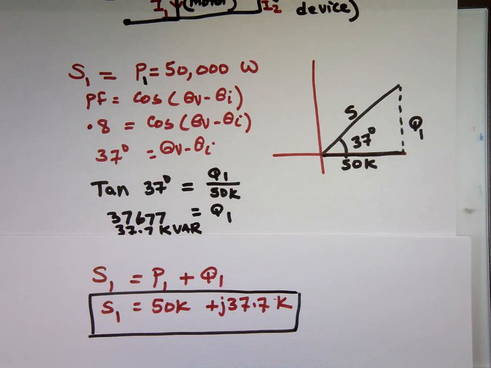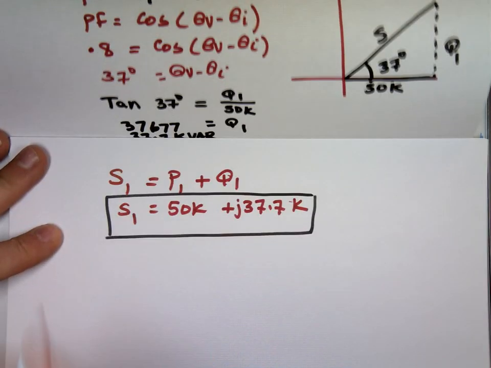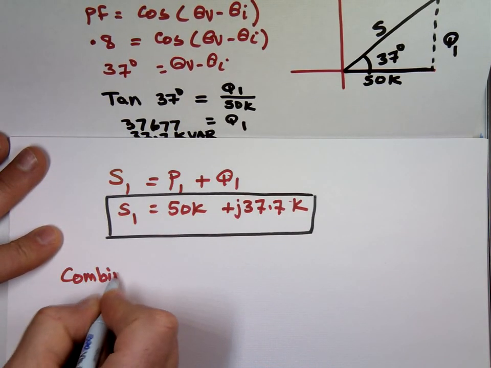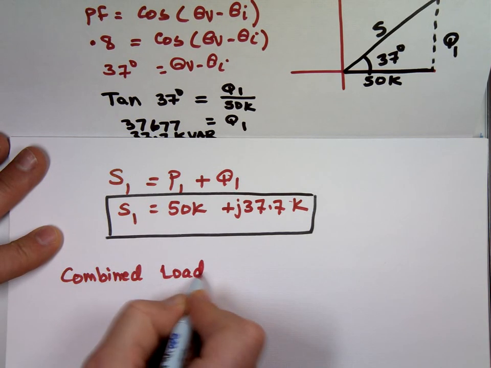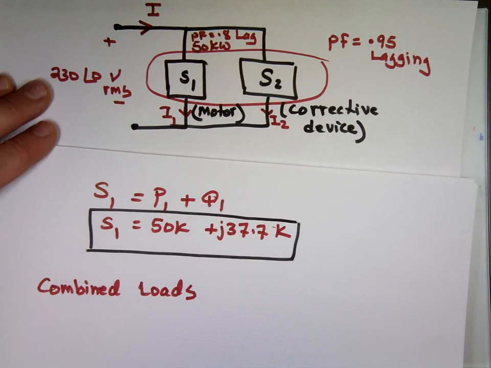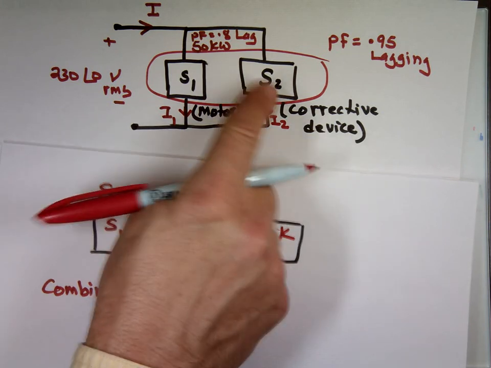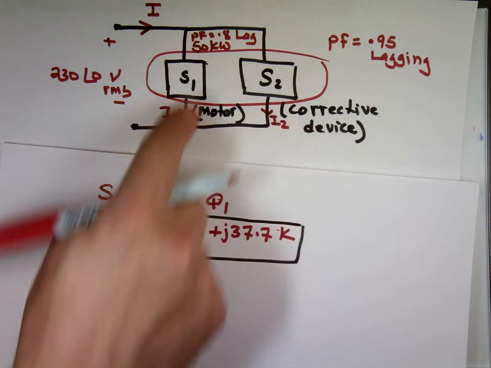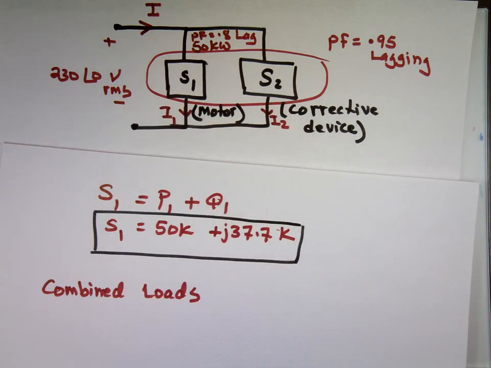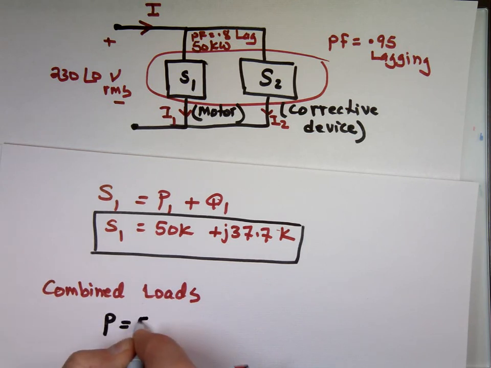Okay. Let's look at the combined load. This is for source 1. Combined loads. The voltage didn't change. The corrective device is most likely a capacitor or an inductor, so it's not going to affect the 50 kilowatts. That doesn't change it. So P is going to be the 50 kilowatts again. C for combined.